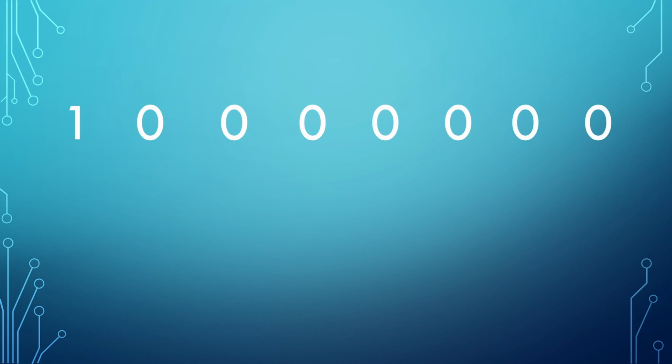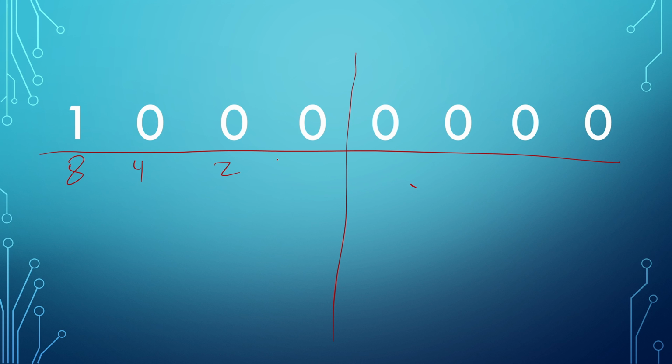What about this one? Same thing. Take it, cut it in half. 8, 4, 2, 1. 8, 4, 2, and 1. Now this side, the answer is going to be 8. This other side is going to be 0, because there are no 1s over here. How do we write this final answer, though? So the answer is going to be 0x80.